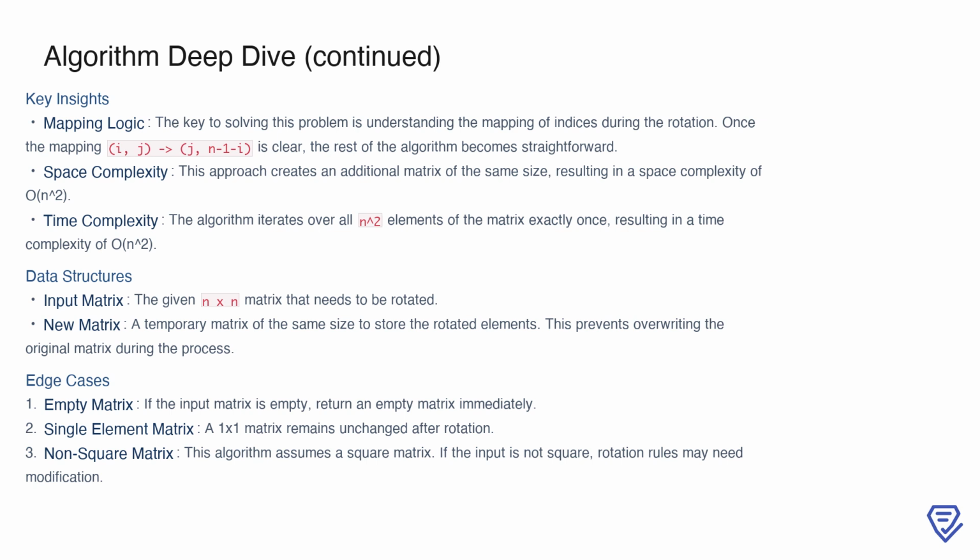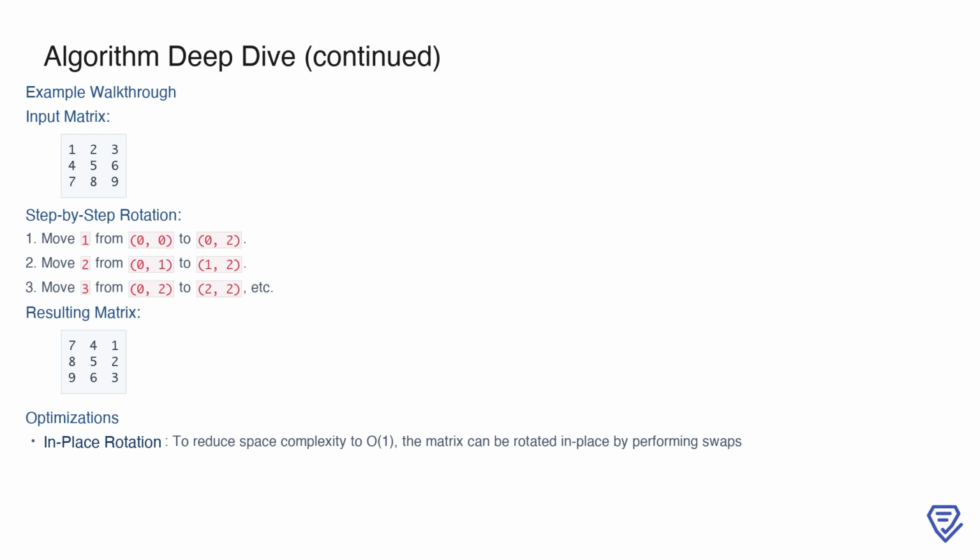There are also specific edge cases to handle. For instance, if the input matrix is empty, we simply return an empty matrix. For a single element matrix, no rotation is needed as it remains unchanged. Note that this algorithm assumes the matrix is square. If it's not, the rotation logic would need adjustments. To better understand how this works, let's walk through an example.